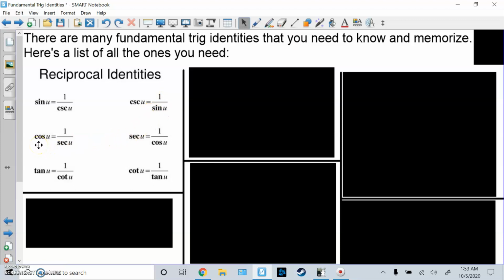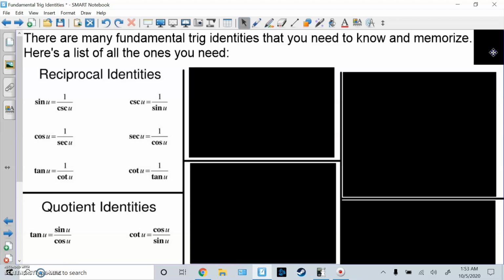Then cosine is related to secant, secant is related to cosine, tangent is related to cotangent, cotangent is related to tangent. Alright, then we have the quotient identities. So tangent is equal to sine over cosine, and then cotangent is equal to cosine over sine. We got TOA, O over A, and then A over O.